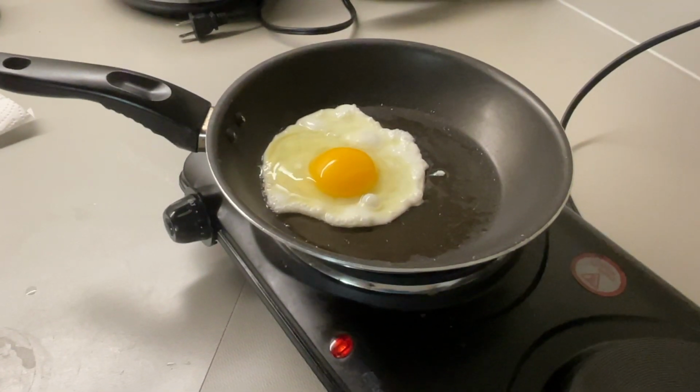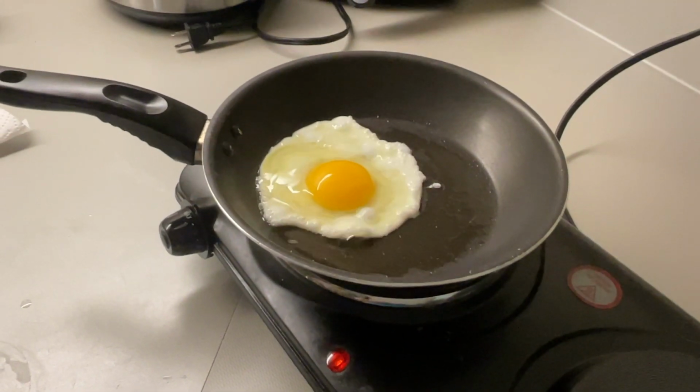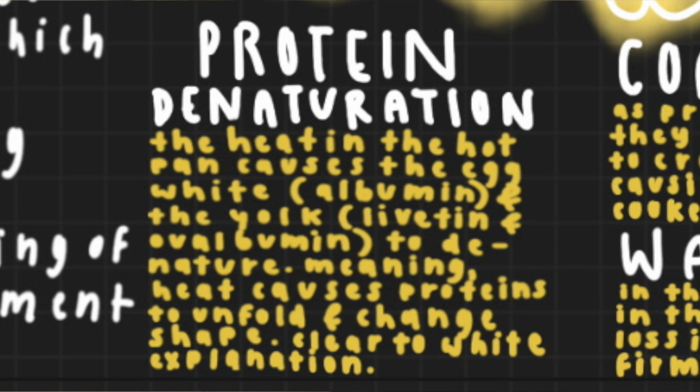As Pa was mentioning, this step of the chemical reaction is called protein denaturation, and this is when the heat in the hot pan causes the egg white protein and the yolk to denature, meaning heat causes proteins to unfold and change shape, resulting in altering their structure. This is why the egg white turns from clear to white when fried in a frying pan.